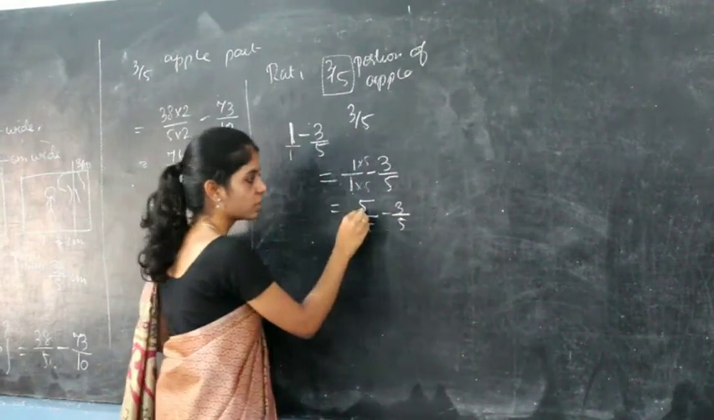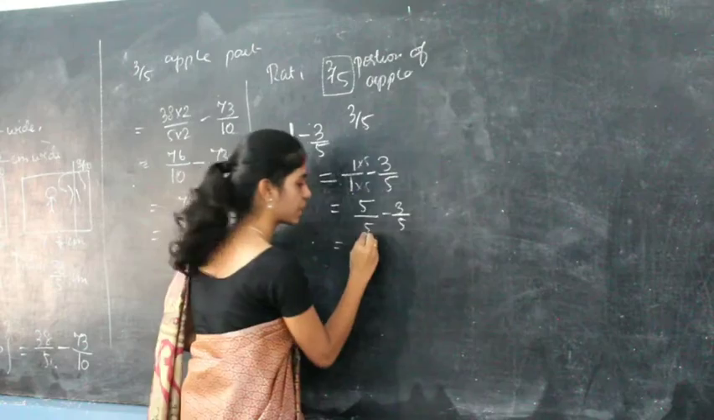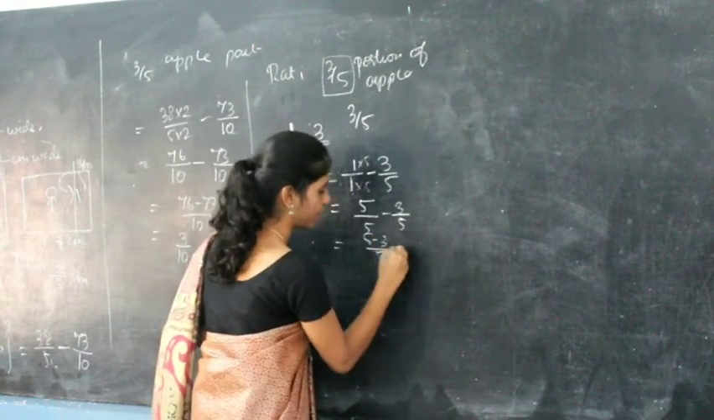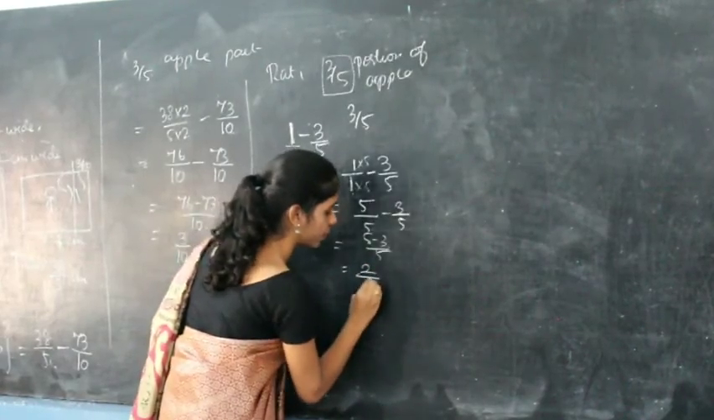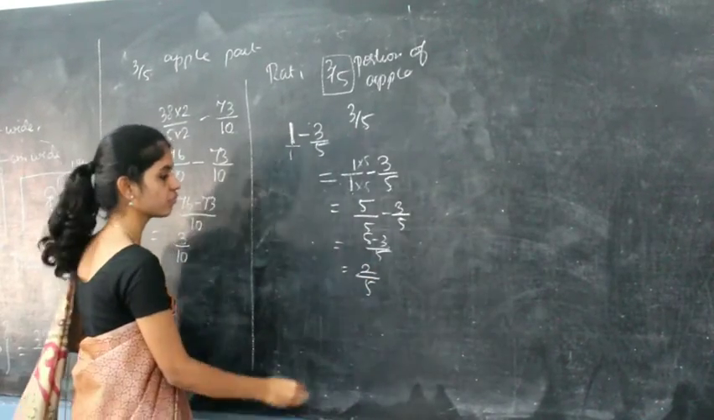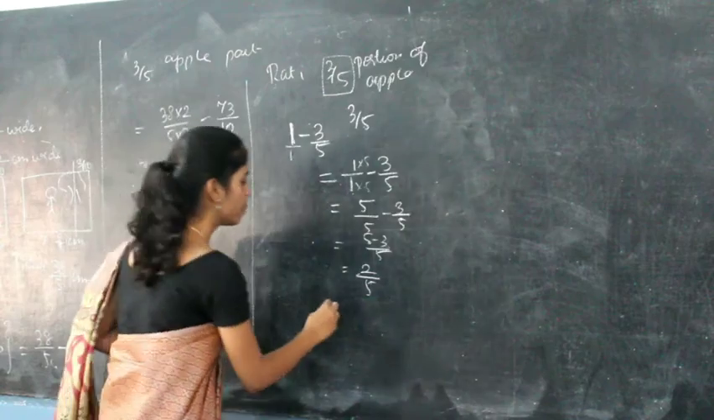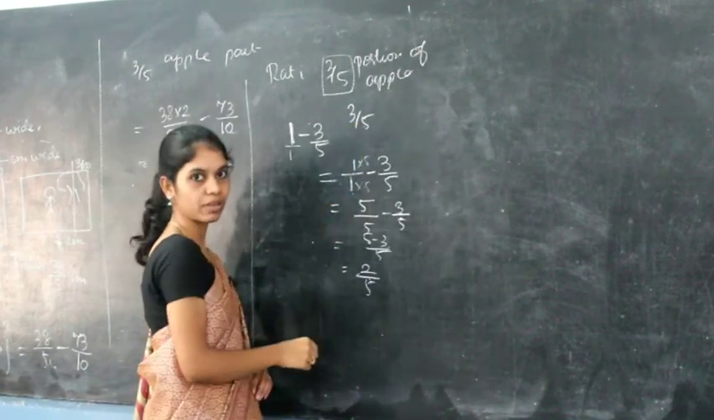Here you have 5 and here you have 3. 5 minus 3 divided by 5. 5 minus 3 is 2. So 2 divided by 5. Right. Now we saw how much portion both of them eat.